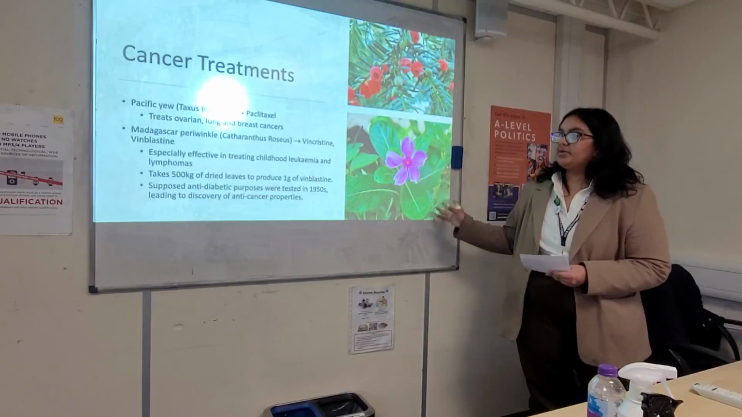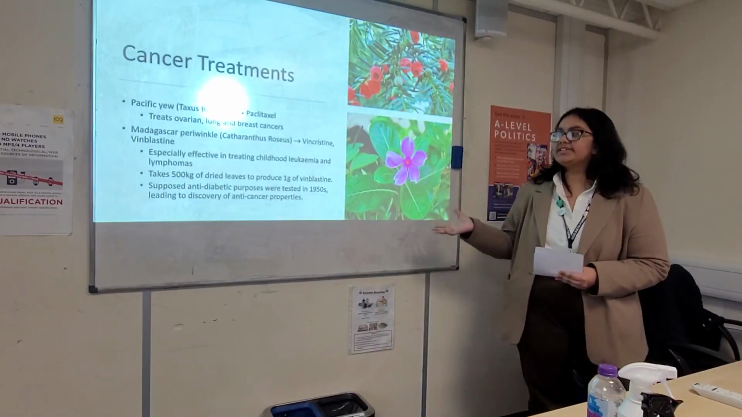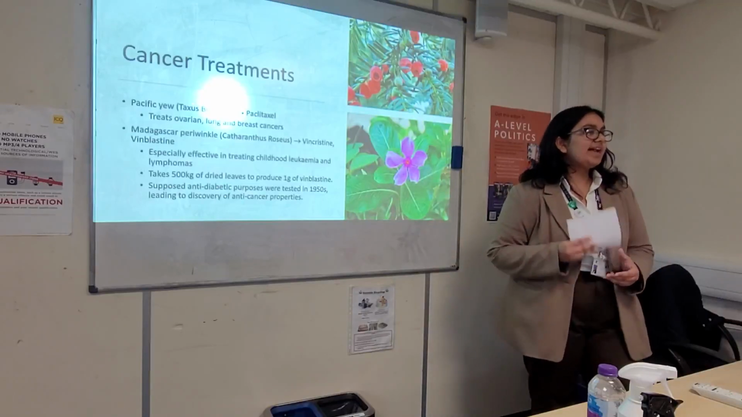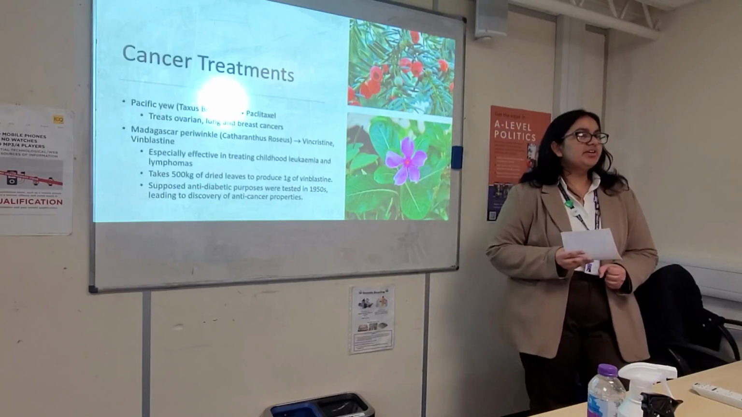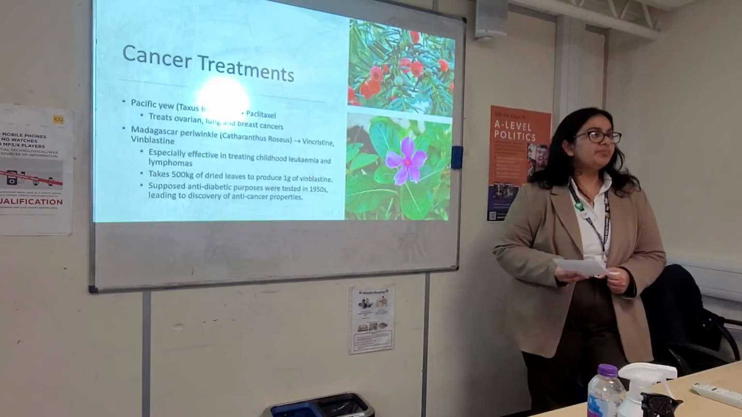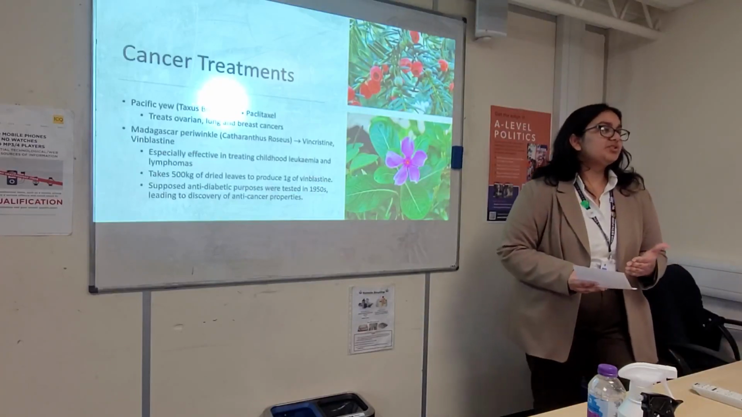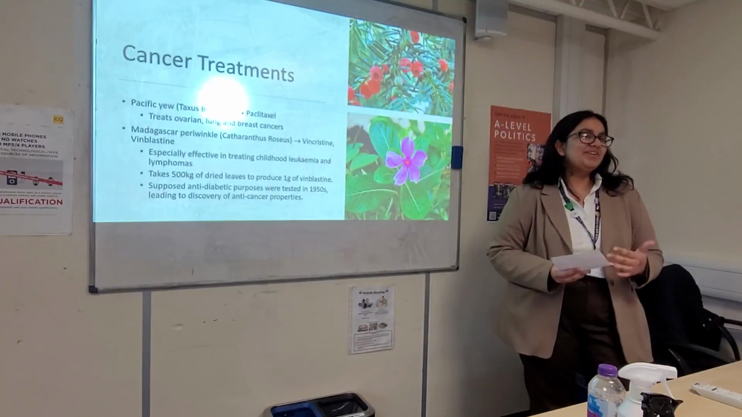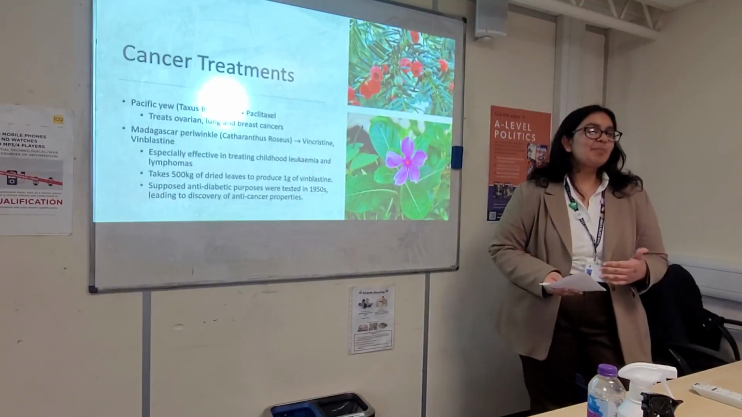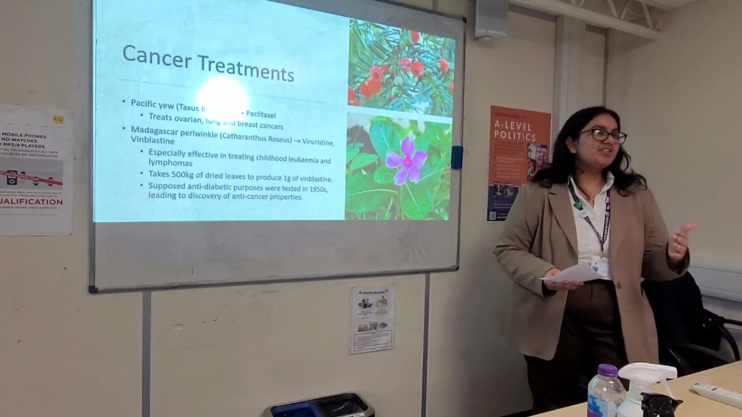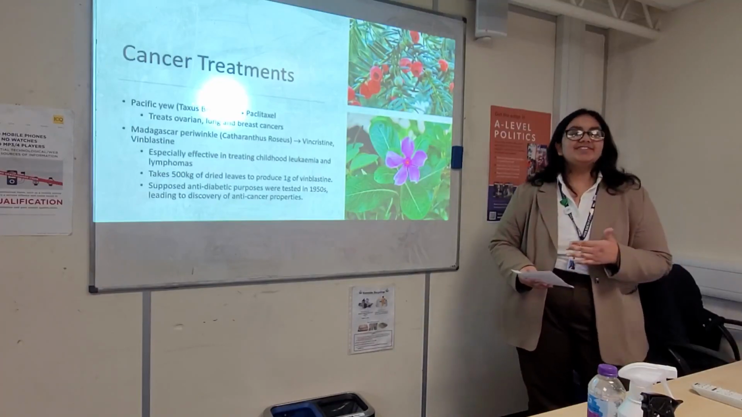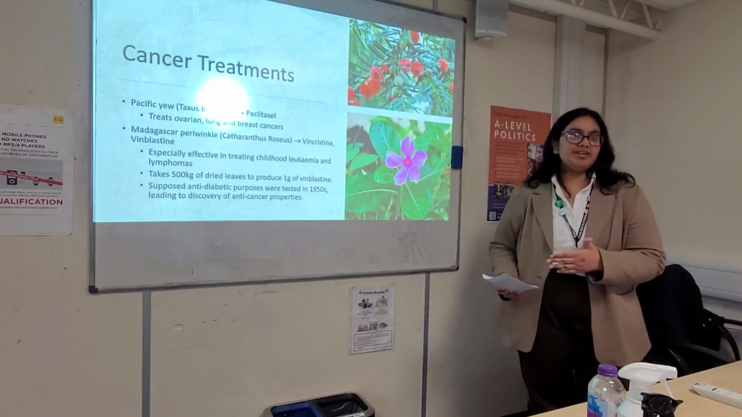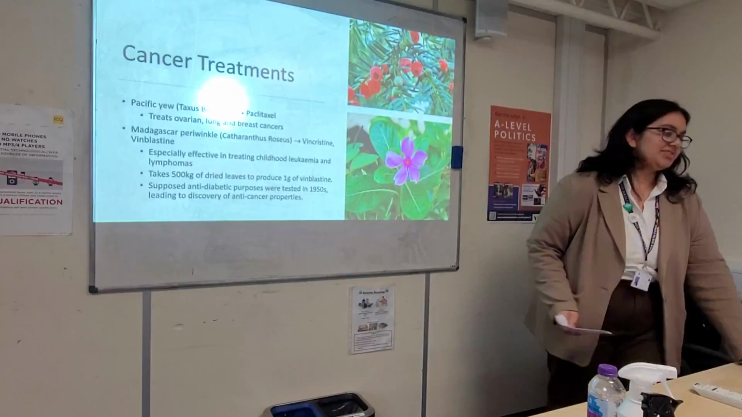This cancer medicine was found because in the 1950s, the Madagascar periwinkle was tested for its anti-diabetic purposes, which the native Madagascan people had been using it for. When it was fed to rabbits to test this, it killed them because it lowered the white blood cell count, so they contracted diseases and couldn't fight against them. From that, it was theorized that it actually acted against cancers of the white blood cells, such as lymphoma, which is how it's used today.